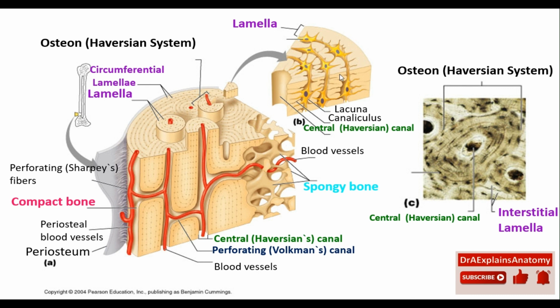Lacunae are the spaces where these cells are located. So the lacunae is the space. Right here you can see the lacunae, which are these spaces. Osteocytes are the cells that sit in the lacunae. So they're located in the lacunae.